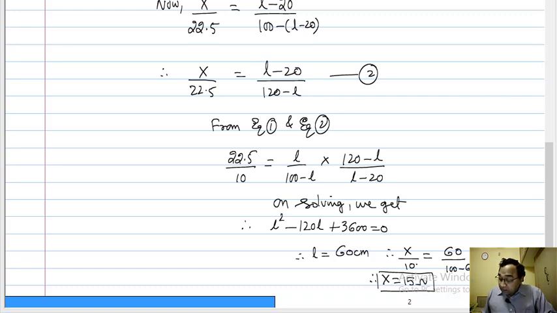Hence X upon 10 is equal to 60 by 100 minus L that we have. From this we get X as 15 ohm. That is exactly how we can solve such questions if we know in which gap what resistance is placed and from which end the balancing length is measured. These are very critical data, very crucial to understand the question and then use the equation properly.